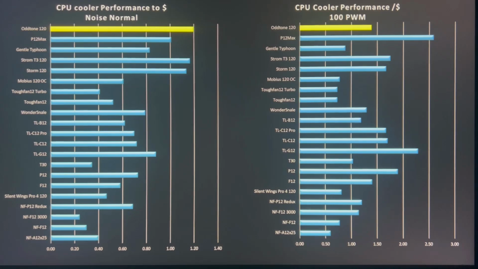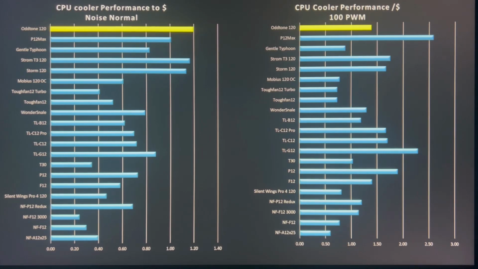Okay, going through the CPU cooler. Yeah, it's doing really well. It's ranked towards the top, especially at noise normalized values. Prior to this, the Storm T3, the Storm series from Antec, was doing significantly better. The P12 Max has beaten that by a little bit. But once we're looking at 100% PWM fan signaling, it's dropped back. Mind you, it's still a good choice. It's not that it's bad. It's just that other fans are doing better. The TLG12 is doing better than it. The TLC12 is doing better than it. The Antec Storms, and of course the Arctic P12 Max.